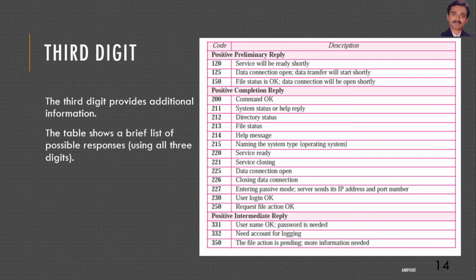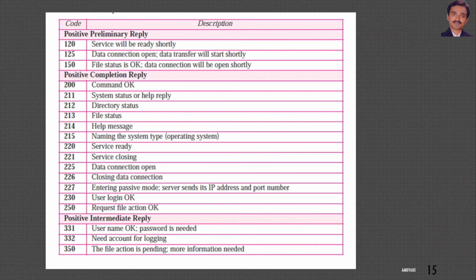Third digit, it provides additional information. Here you can see the table, a brief list of possible responses, like 120 service will be ready shortly, 125 data connection open, data transfer will start shortly, 200 command OK, 202 directory status, 211 system status reply, 214 help message. There are a few more codes with descriptions.